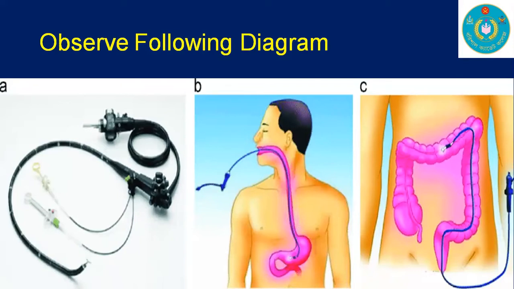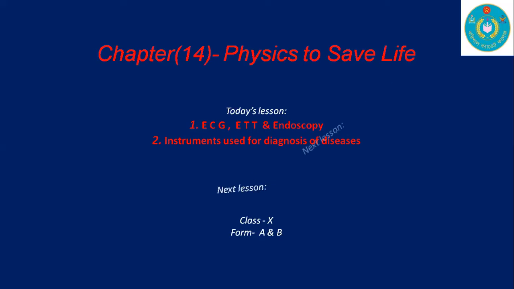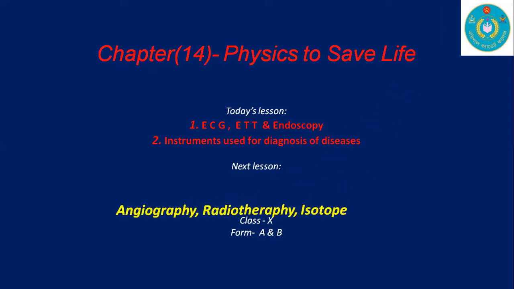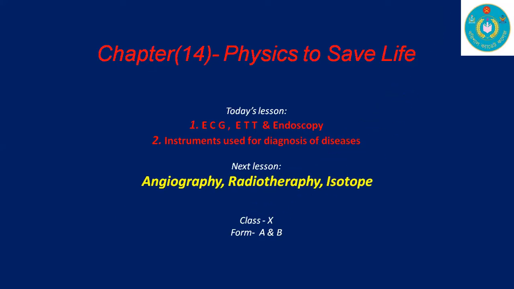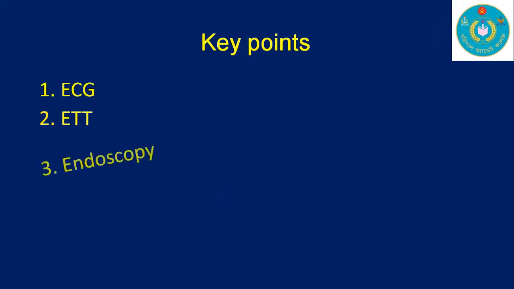Okay, we are going to discuss chapter 14, Physics to Save Life, and today's lesson is about ECG, ETT, and endoscopy. And number 2, instruments used for diagnosis of diseases. The next lesson is based on angiography, radiotherapy, and isotope. The key points of this chapter are ECG, ETT, and endoscopy.